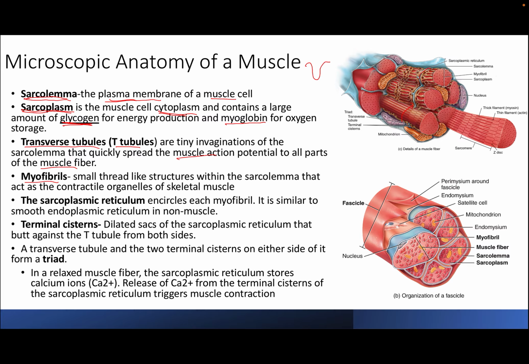Now, our myofibrils are going to be these little thread-like structures that we have within the sarcolemma. And these are going to be our contractile structures, our contractile organelles within the skeletal muscle. These are the ones that are doing all the work when it comes time for that muscle to contract.